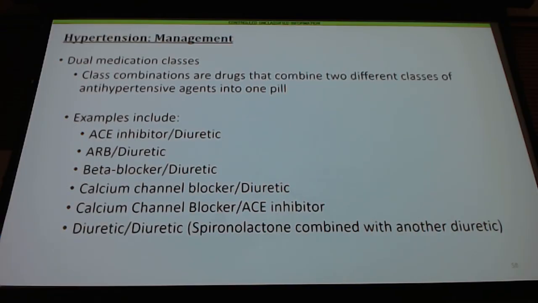Fortunately, for your patients who do need multiple agents, there are a lot of different varieties out there of two agents in one pill. This helps with compliance when they're only having to take one pill instead of two pills, right? And there's a lot of different variations out there. So there's an ACE inhibitor and a thiazide combo pill. There is an ARB thiazide combo pill. There's a beta blocker and a thiazide combo pill. There's even a diuretic combo, so this would be like a thiazide and a spironolactone combo pill.